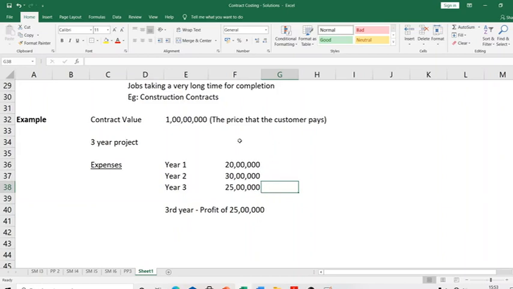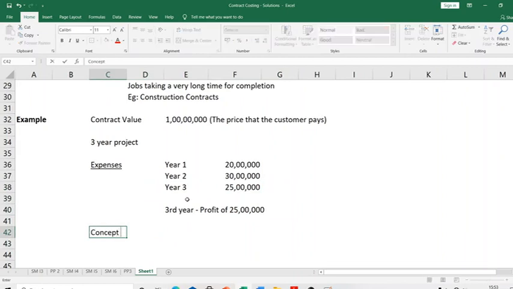Should I recognize evenly like that? Or am I going to do it with a better basis? Or am I going to split my revenue looking at a certain other parameter? How am I going to be splitting my revenue across 3 years? Here is where we are going to have a concept of what we call work certification.